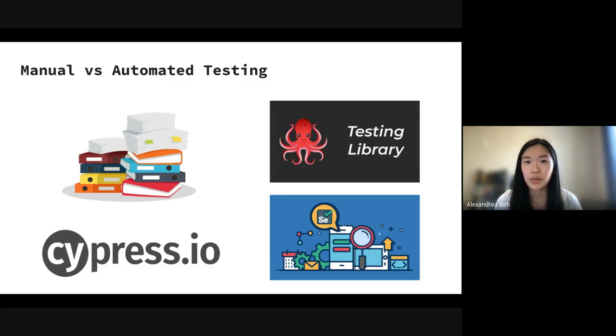So I mentioned manual and automated testing. QA used to be, if it was just a role, QA used to be all manual. And the reason why I have an image of stacks and stacks of papers and binders is that I once talked with someone who used to do entirely manual QA.